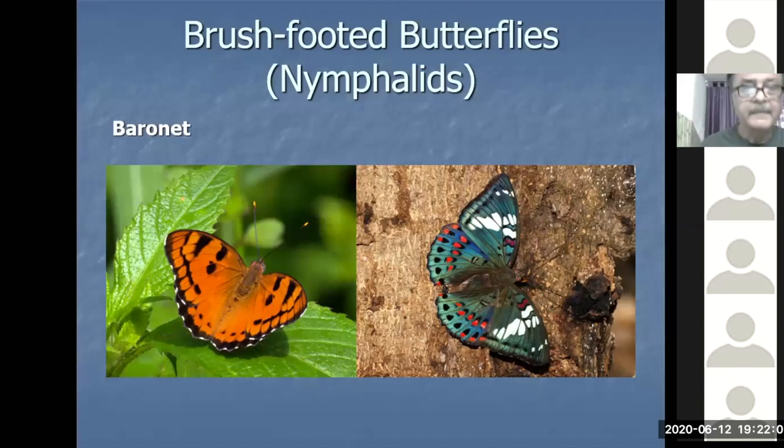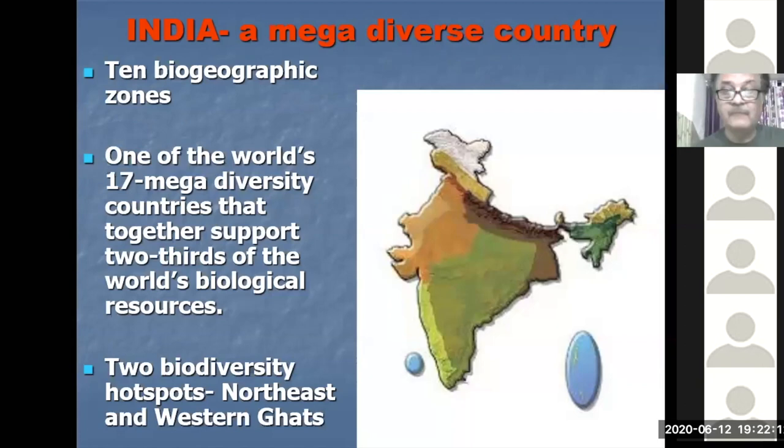Don't worry about the Latin names and enjoy the butterflies. Now you see why we have so much diversity. Look at the map of India. It's so colorful because we have 10 different biogeographic zones. We have the Himalayas, deserts, the central Deccan Plateau, the Western Ghats, the Northeast. That makes India one of the 17 mega-diverse countries in the world. Not all countries are lucky enough to have this kind of diversity. We are so lucky and so rich.